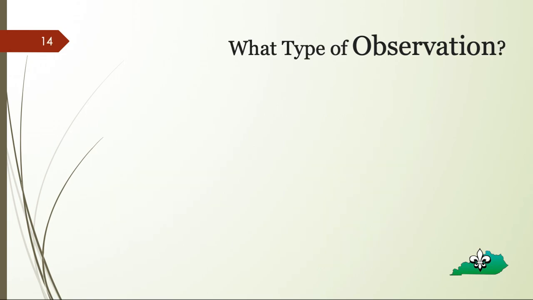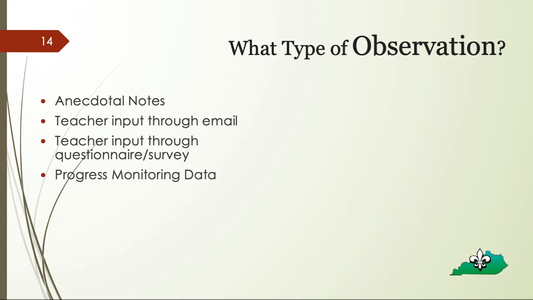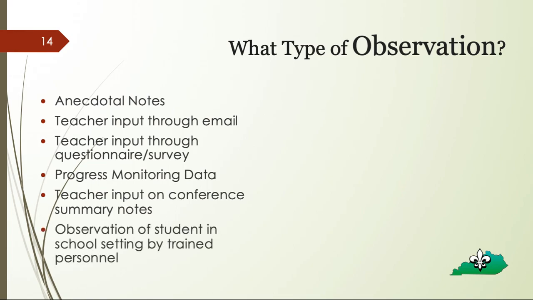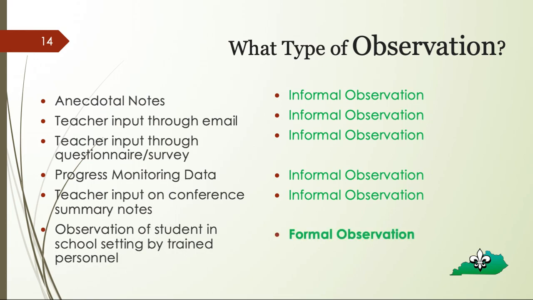So let's practice what we've learned. Anecdotal notes. Teacher input through email. Teacher input through questionnaire or survey. Progress monitoring data. Teacher input on conference summary notes. And observation of a student in school settings by trained personnel. As you can see, the bulk of the types of observations that are listed here are informal observations, except for the last one, observations of a student in school settings by trained personnel.